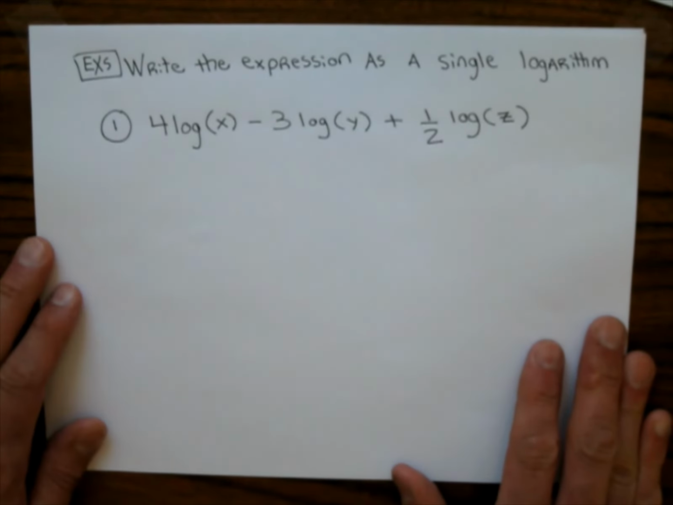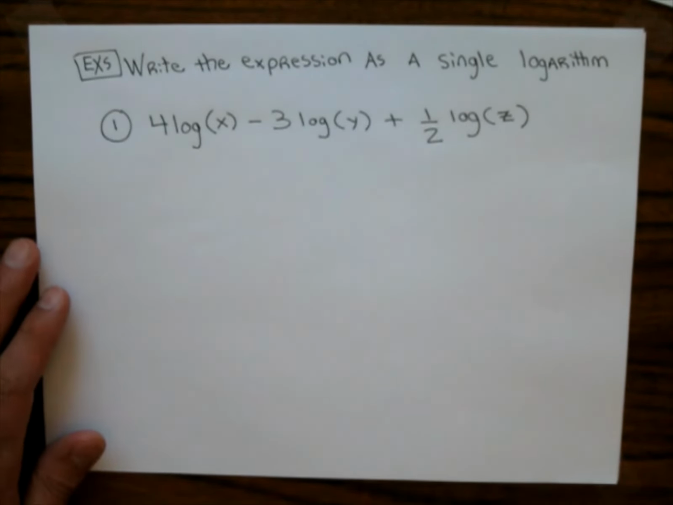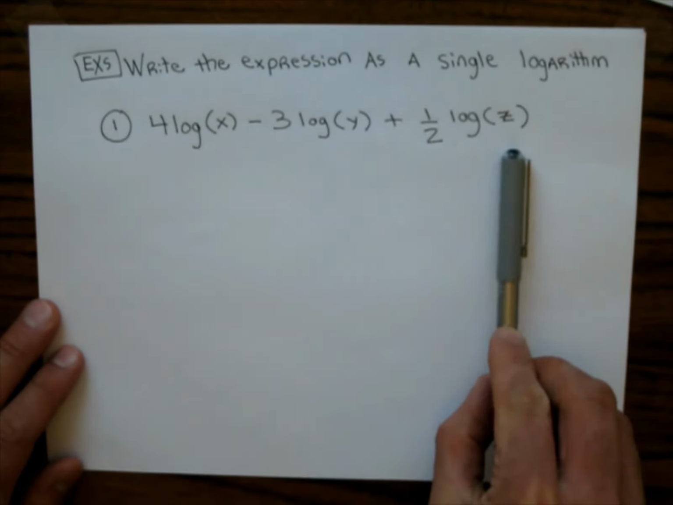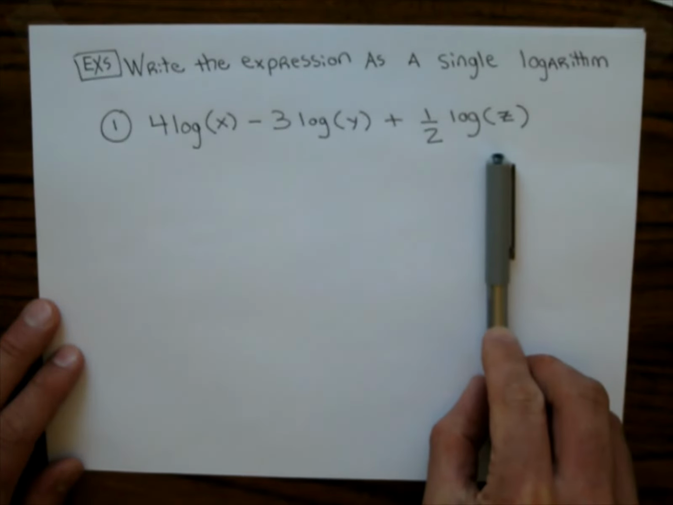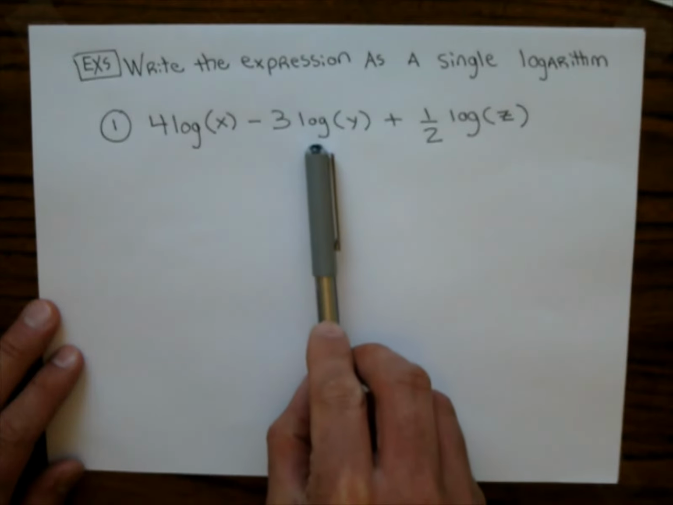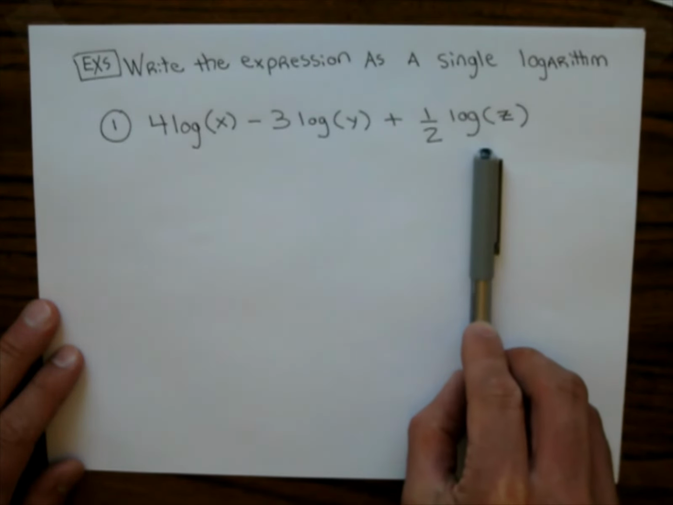Write the expression as a single logarithm. So we're done with the first grouping of homework problems. Here's the second grouping of homework problems. We want to put this all into one logarithm. The base on that log, since it's not written, it's a 10.